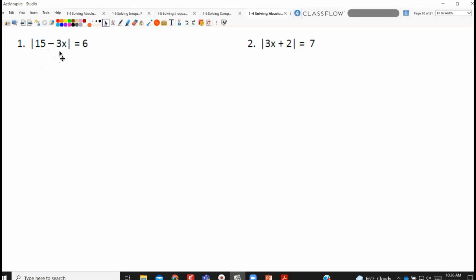Okay, we have the absolute value of 15 minus 3x equals 6.